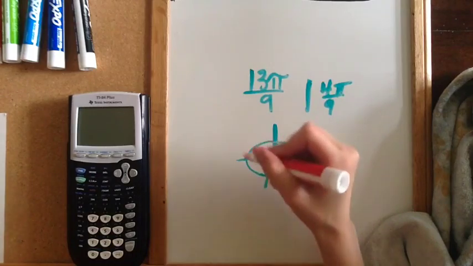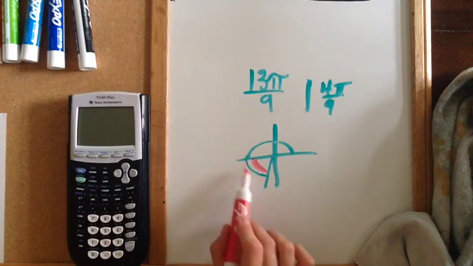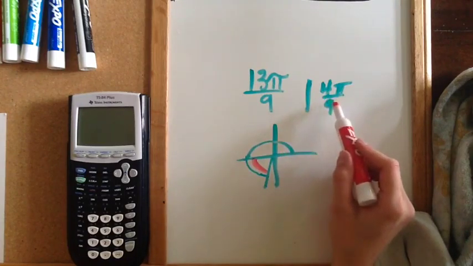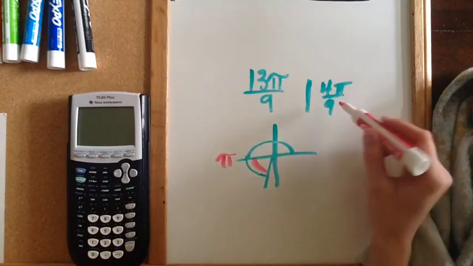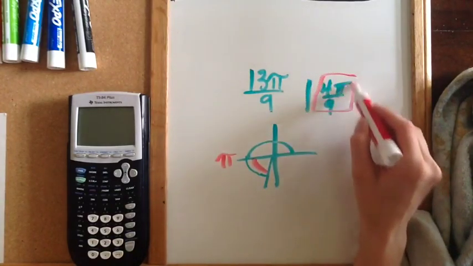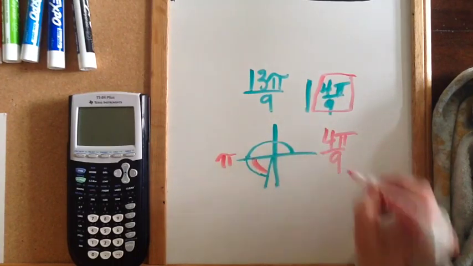Well, the question is, how far to the x-axis? So on this one, we're going backwards. So rather than saying how much to the next number, I want to say how far away from 1 was it? Well, can you see we went 1 and 4 pi ninths? So my reference angle is just 4 pi ninths.